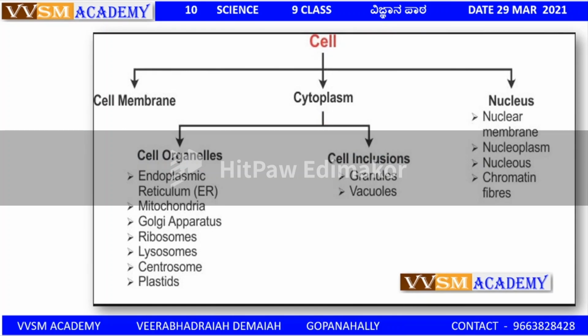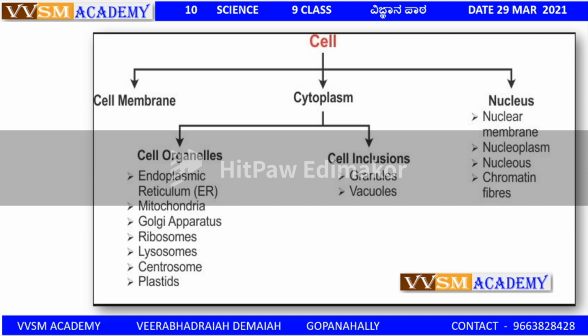Well, a cell consists of three main important parts, the components of the cell: the cell membrane, cytoplasm, and nucleus. Cell membrane is the outermost layer of the cell.